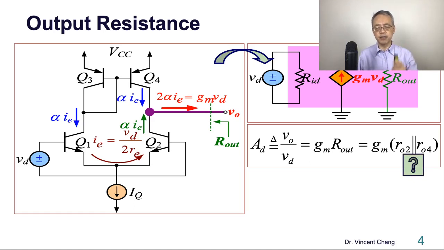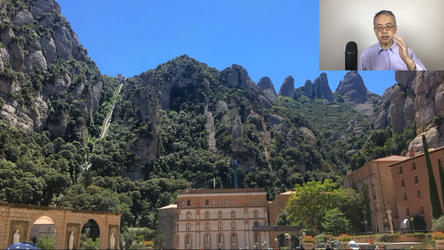Now, I want you to stop and think. How do you calculate the output resistance? If I don't give you this answer, what will be your answer for the output resistance? I'm challenging you to stop and think. Let's pause for 5 minutes for you to think about my question. What will be your answer for the output resistance of the active load differential amplifier?